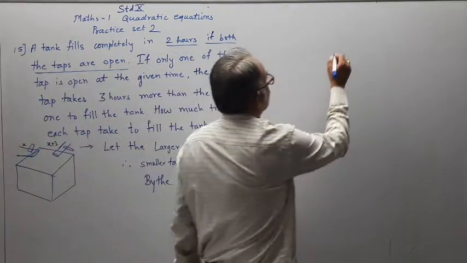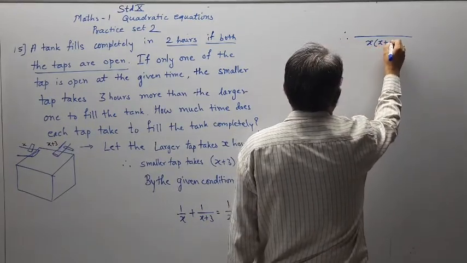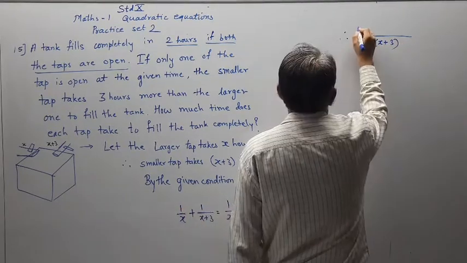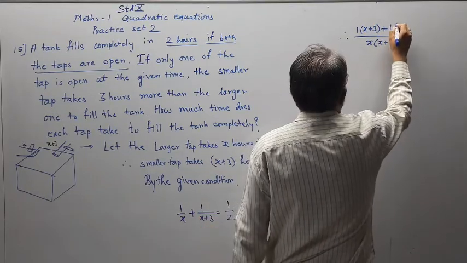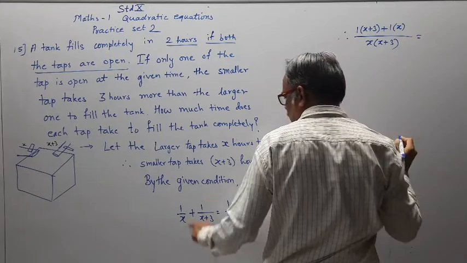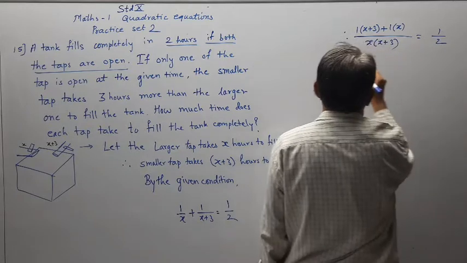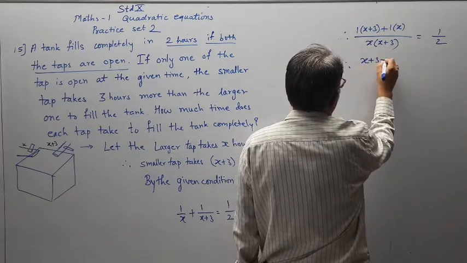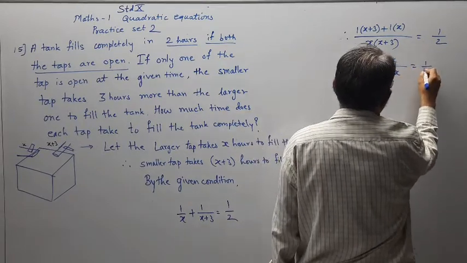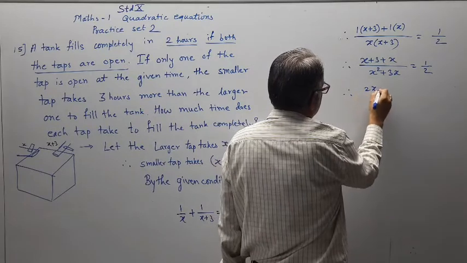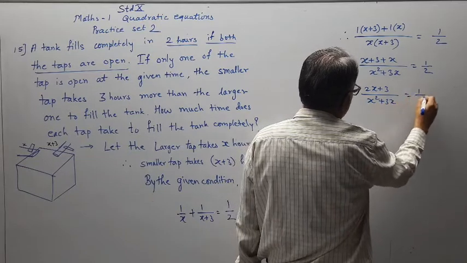Therefore, the LCM, the product, is X into X plus 3. So multiply first numerator 1 by second denominator X plus 3, plus second numerator 1 by first denominator X. 1 into X plus 3 plus 1 into X upon X into X plus 3 equal to 1 upon 2. X plus 3 plus X upon X square plus 3X equal to 1 upon 2. 2X plus 3 upon X square plus 3X equal to 1 upon 2.